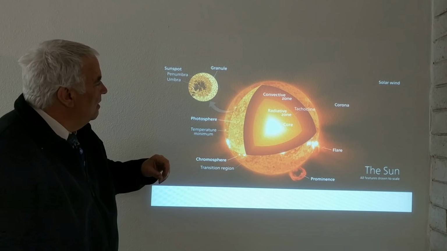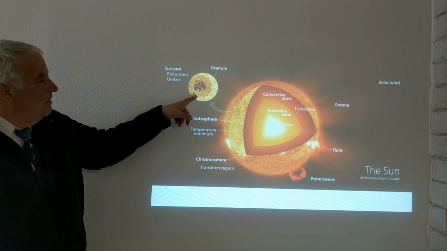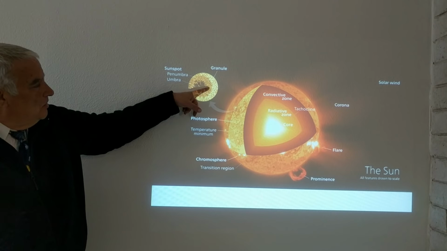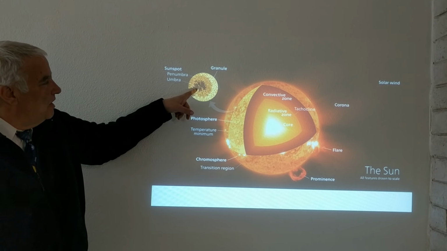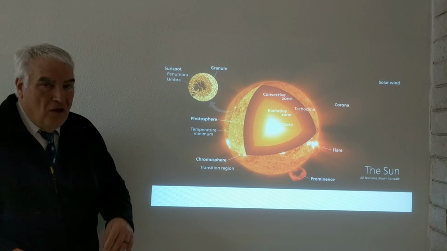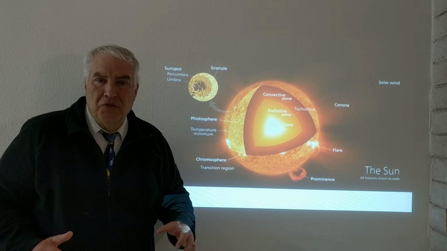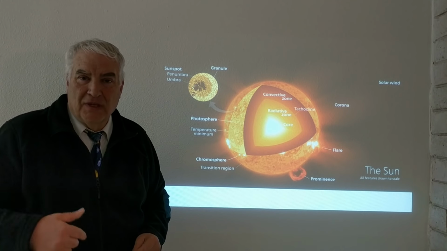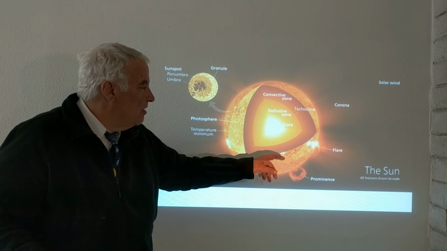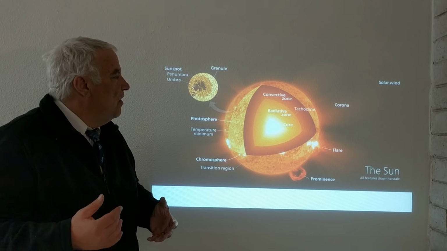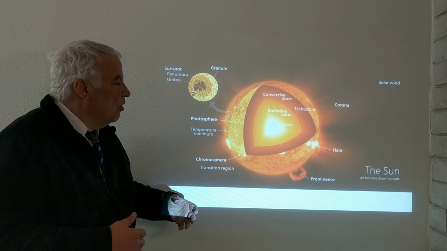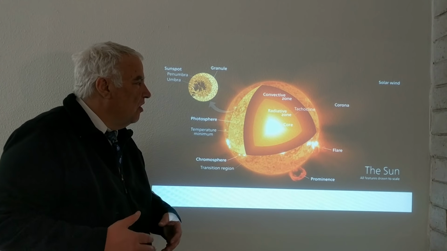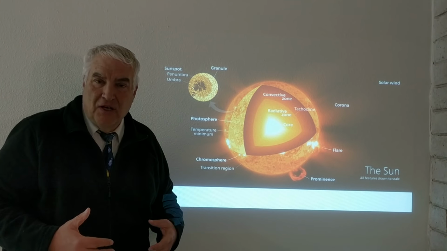And here we have the sunspot. We can see the spot itself has the umbra in the center, and a less dark region called the penumbra. And these sunspots are due to the magnetic activity going on in the sun. So a lot of the things are related to the magnetic activity, the flares, the sunspots, and the coronal mass ejections when material flies away from the sun. These are all related to magnetic activity going on in the sun.